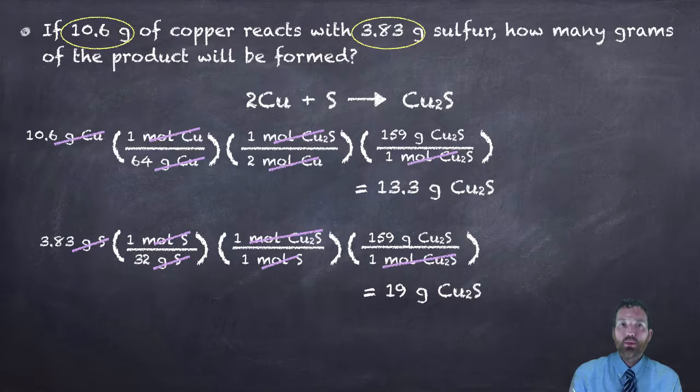We're still not done. We need to solve for the question, which is asking how many grams of the product will be formed. Are we going to make 13.3 grams or are we going to make 19 grams? We're always going to make whatever the least number is.